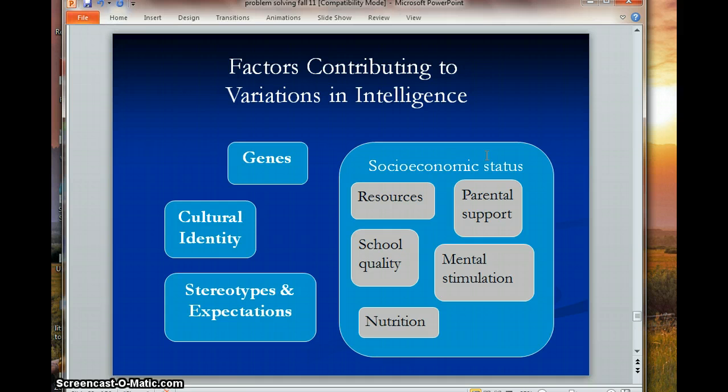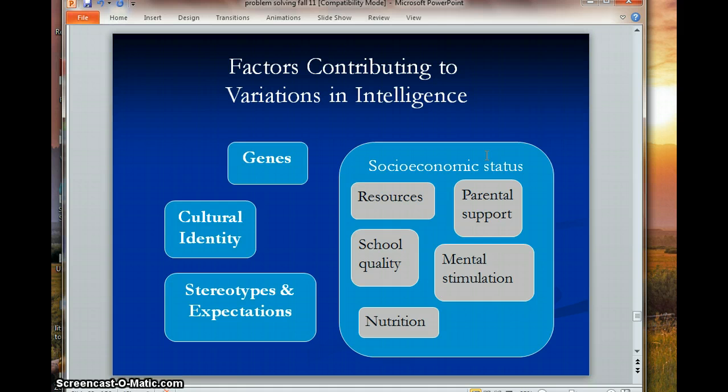We see that school quality is going to vary. I think everybody knows that. Definitely parental support varies as we get higher socioeconomic status. Parents have higher education, and therefore they have an interest and ability in supporting their children educationally and in their intellectual development. We see that there are some differences in mental stimulation.